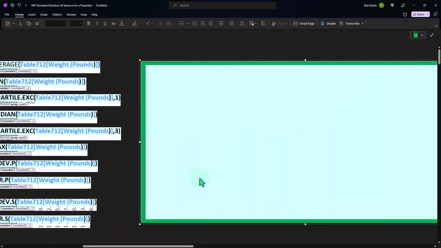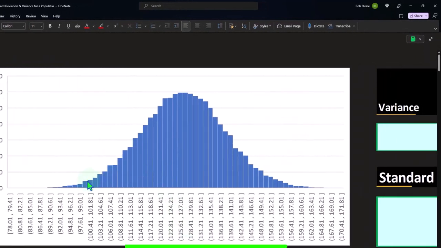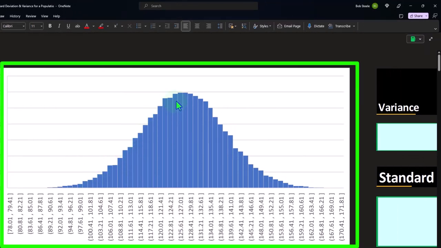Okay. If we look at our data, we can see we've got pretty smooth data because this is a large data set related to weight, which is kind of similar.